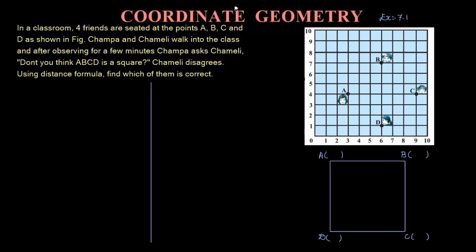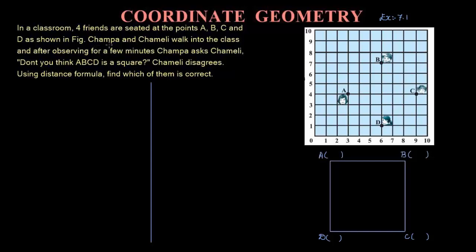In this video, I am going to discuss question number 5 of exercise 7.1 of coordinate geometry from the NCERT Mathematics textbook. This is a very practical problem in this exercise. The question says, in a classroom, 4 friends are seated at the points A, B and C as shown in the figure. So you can observe here, A, B, C, D are the 4 points, and these points are indicating the 4 persons sitting in these points.